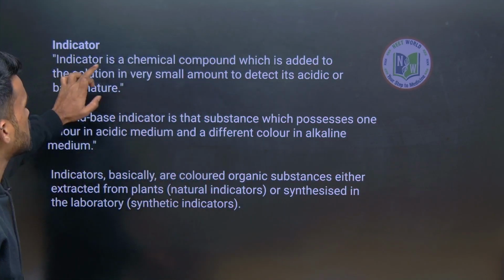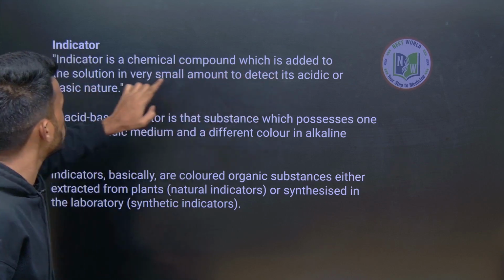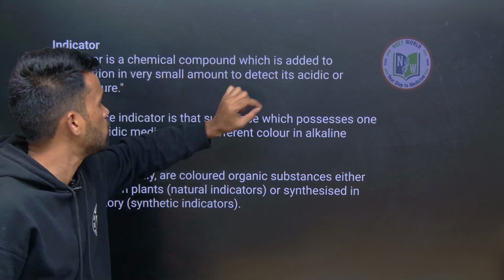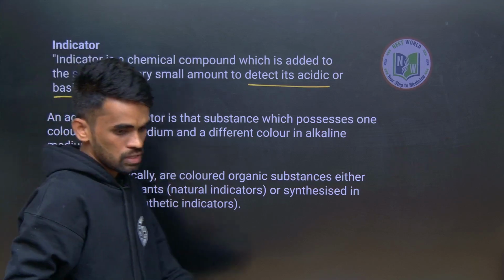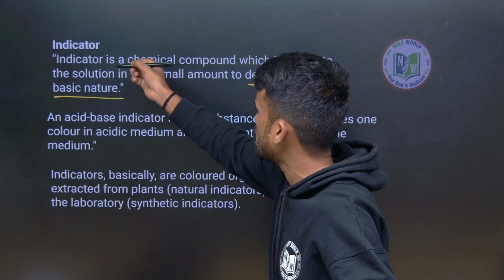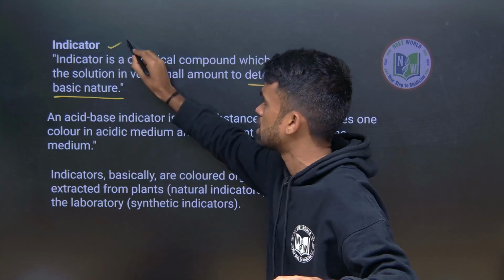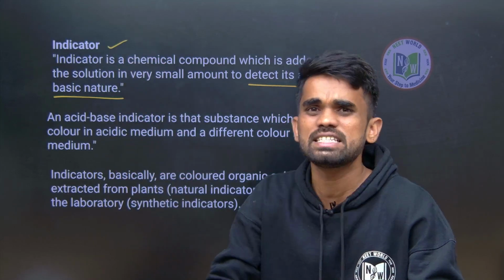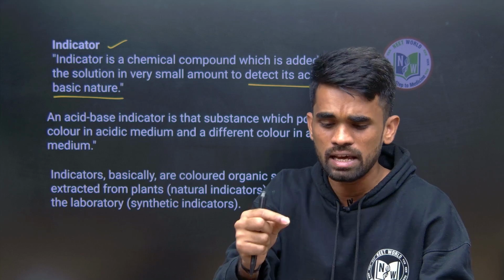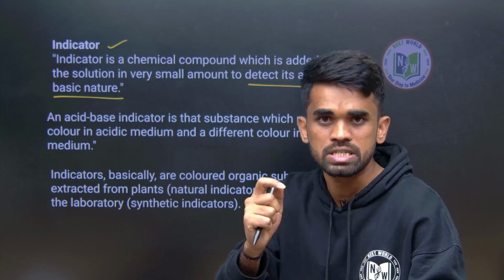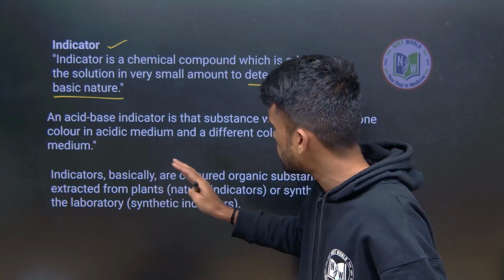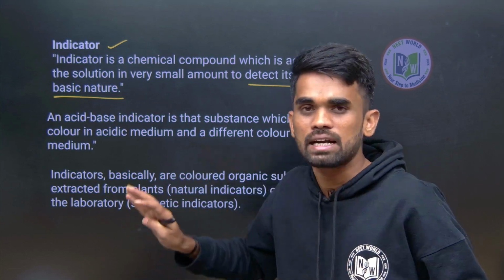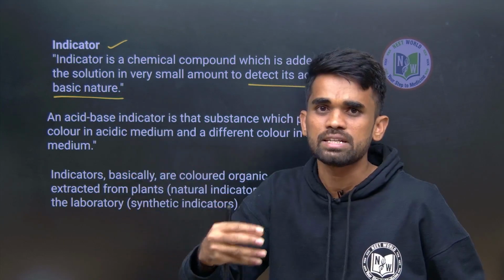An indicator is a chemical compound which is added to the solution in very small amount to detect whether it is acid or basic in nature. The given solution, whether it is acid or base, how can we detect? By adding a small amount of this indicator. So what do we mean by indicator? It is just a compound. I will show the structure of the indicators also. Just hold for some time. By the end of the session, you will get complete clarity on these indicators, acids, bases and all.